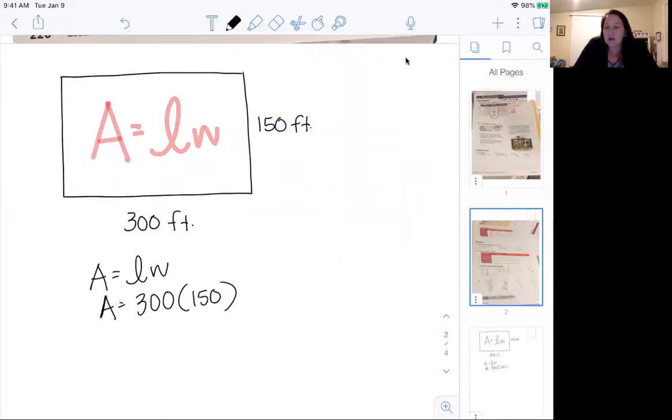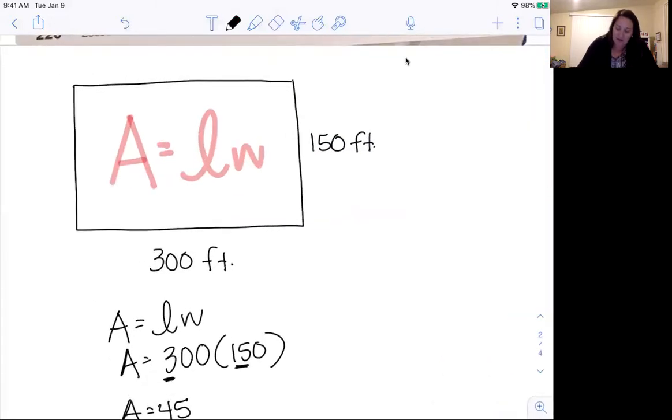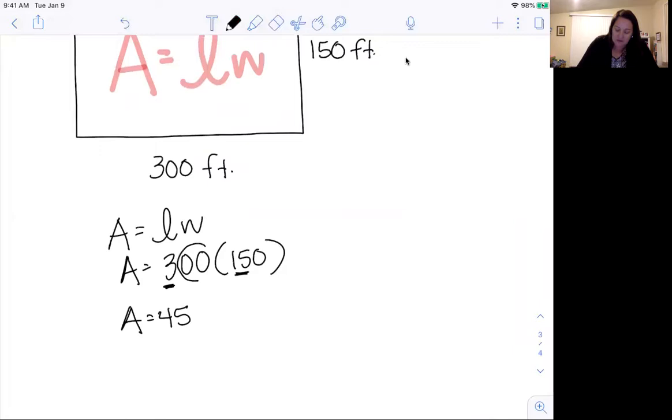I'm going to show you guys a trick, okay? Because there's lots of zeros. What you can do is do your 3 times 15, which is what? 45. Okay? Then you add as many zeros to the end of that as there are zeros in your factors. So there's 3. So he has 45,000 square feet of land.